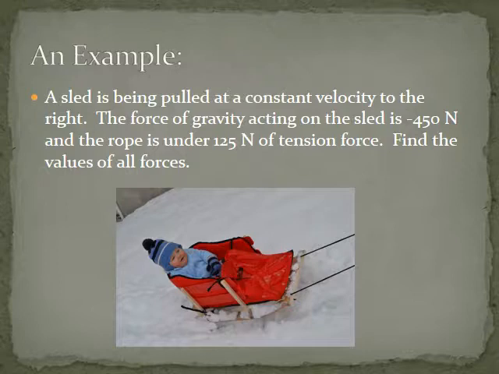A sled is being pulled at a constant velocity to the right. You're also told that the force of gravity acting on the sled is negative 450 newtons because it's down, and the rope is under 125 newtons of tension force. Find the values of all the forces.